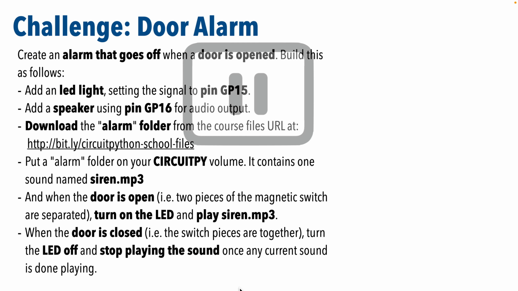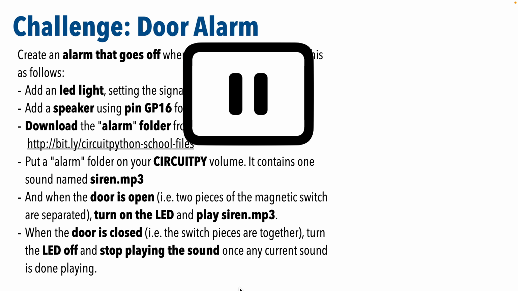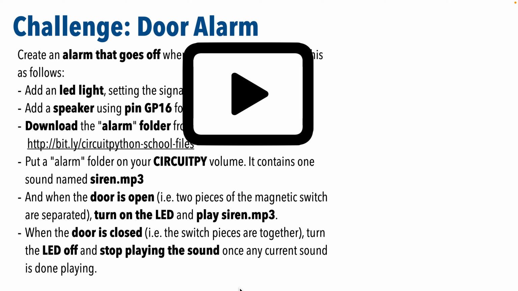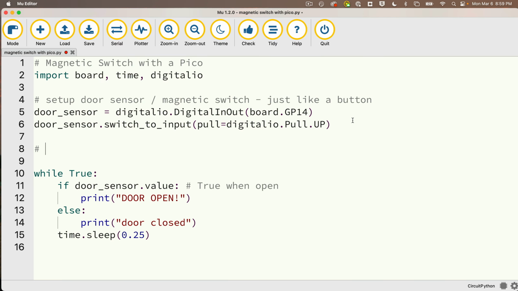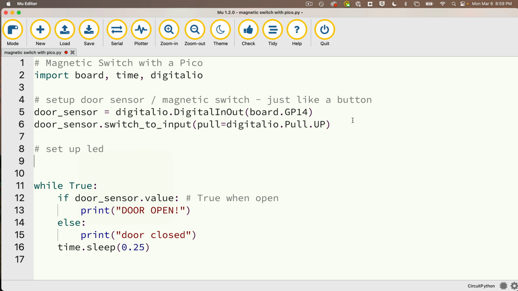So you should be able to do this. Pause, give it a shot, and resume, and let's compare answers. So let's modify the code we've already written in this lesson. First, we'll set up an LED, and I'll do that just underneath the door sensor.